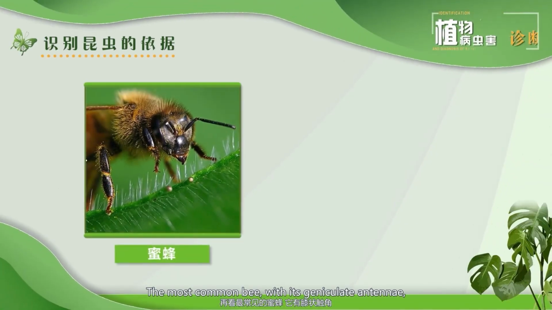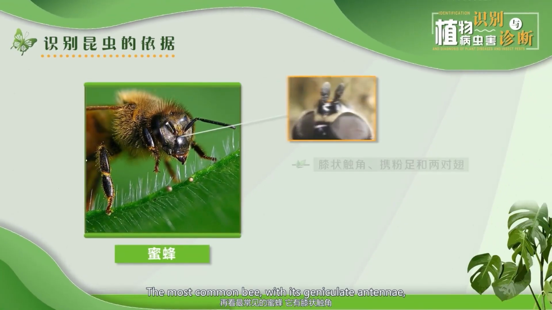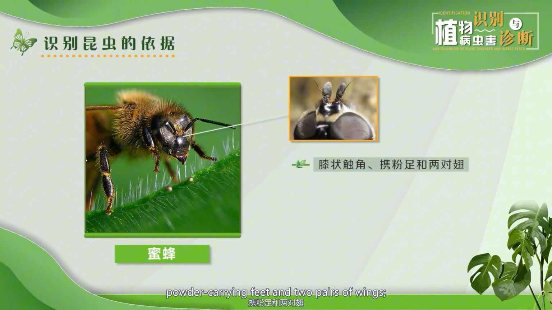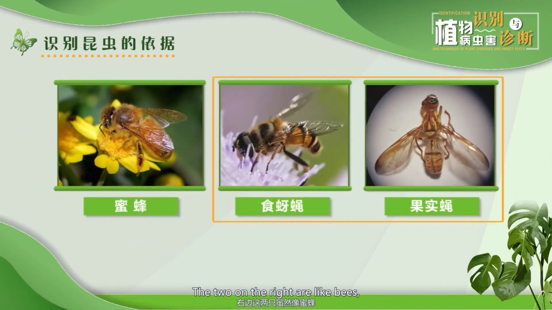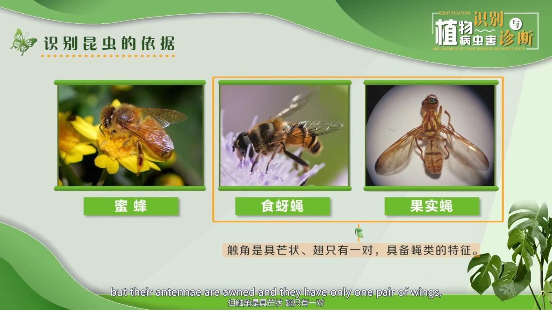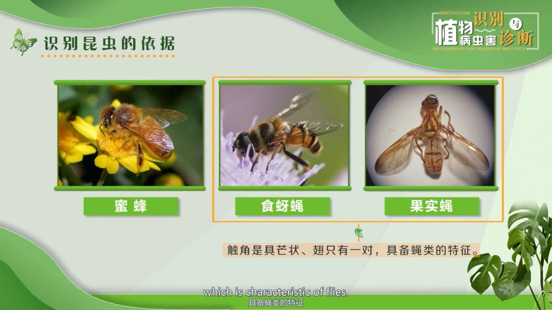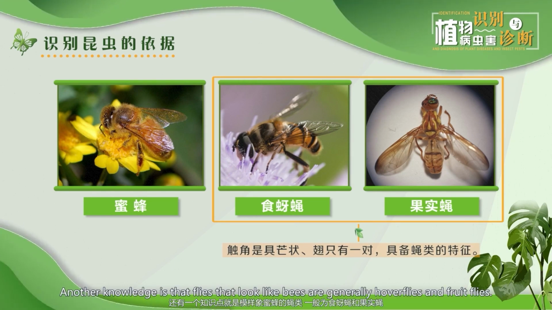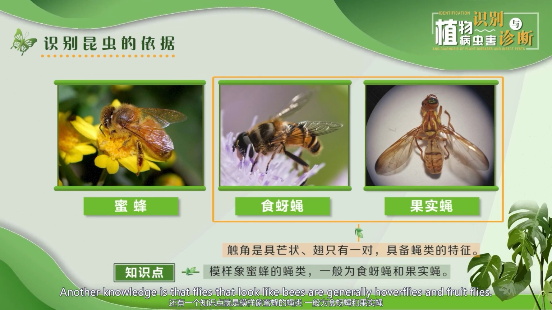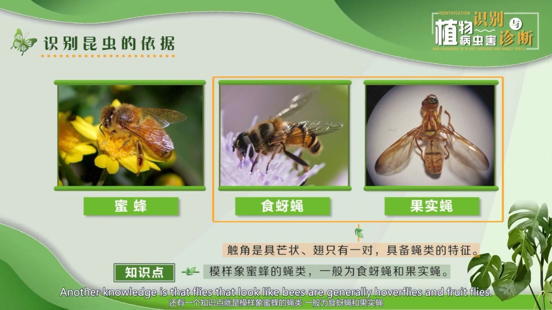The most common bee has geniculate antennae, powder-carrying feet, and 2 pairs of wings. The 2 on the right are like bees, but their antennae are awned, and they have only 1 pair of wings, which is characteristic of flies. Another piece of knowledge is that flies that look like bees are generally hoverflies and fruit flies.